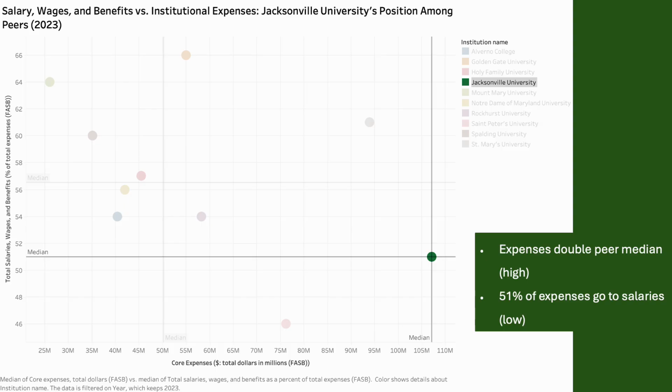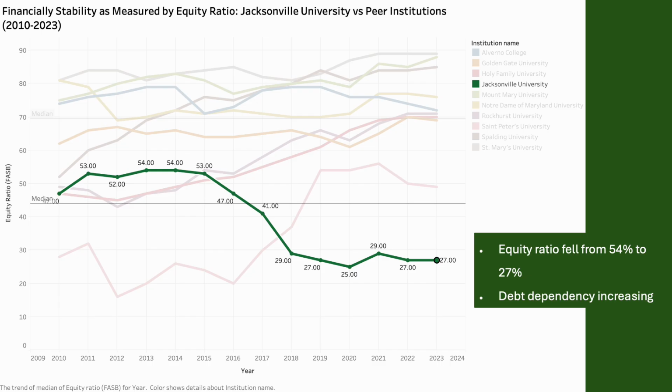And that brings us to equity ratio. One of the most concerning trends is JU's declining equity ratio, as clearly shown in this line chart. In 2013, JU had an equity ratio of 54%, meaning that more than half of its assets were funded without debt. In 2023, that figure dropped sharply to just 27%, meaning that now 75% of JU's assets are tied to long-term debt. Meanwhile, peer institutions have kept their equity ratios much stronger, staying around 70%.